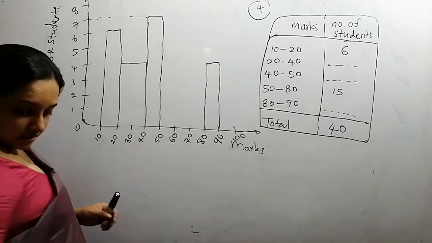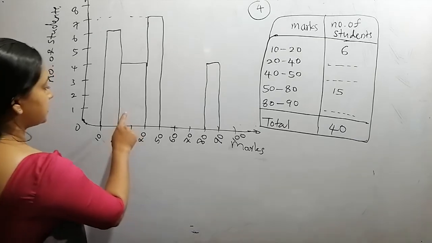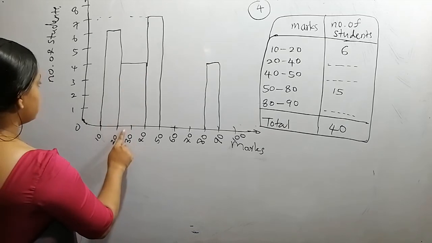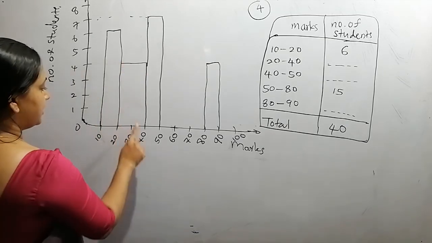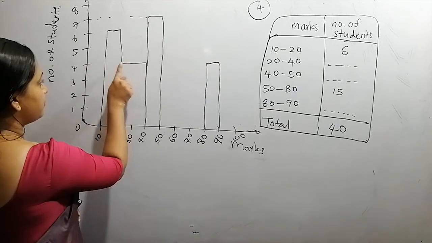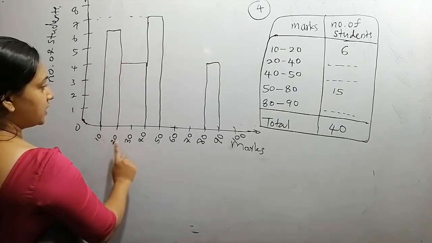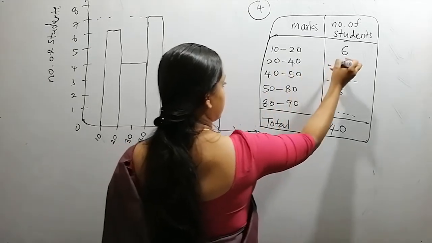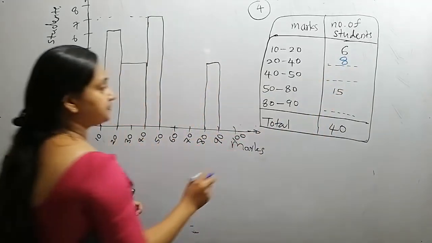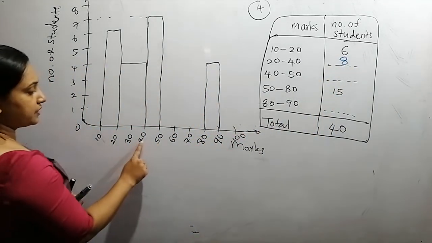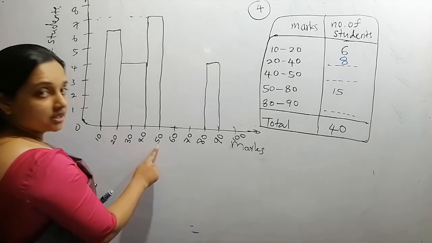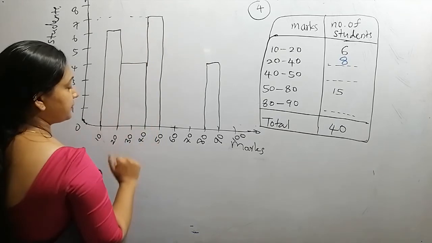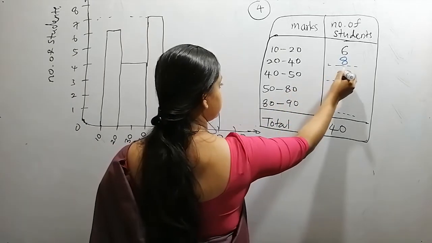Here there are two groups. In this group the number of students is 4, and in this group the number of students is 4. Then 4 plus 4 is 8, so for 20 to 40 the number of students is 8. We can write that here. Then 40 to 50: you can see here only one group, and the number of students is 7.